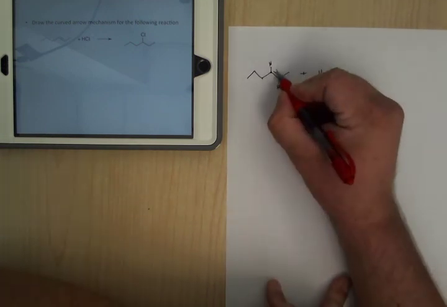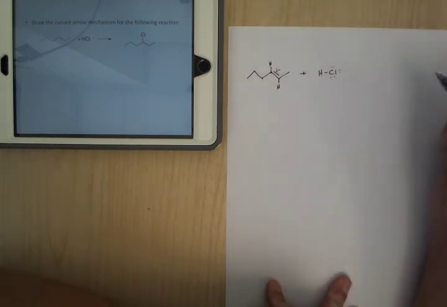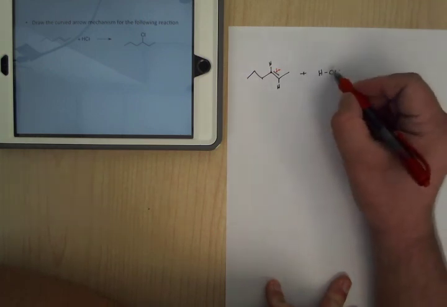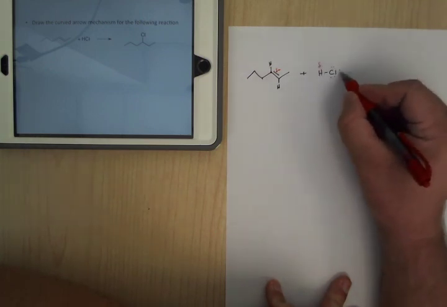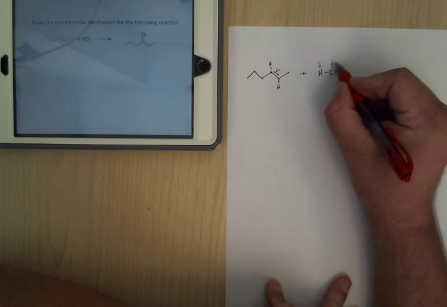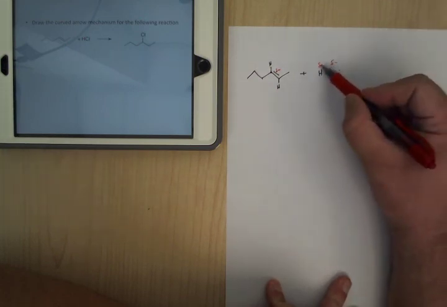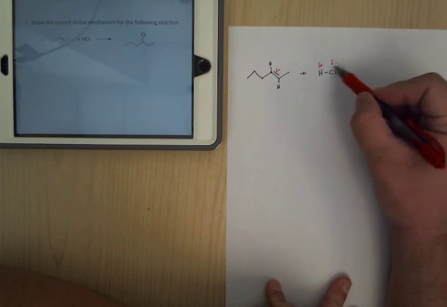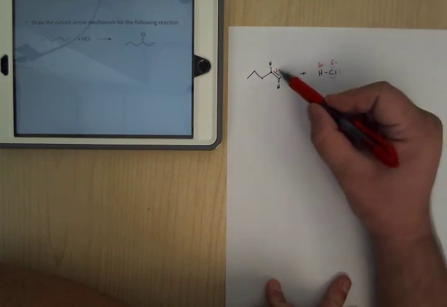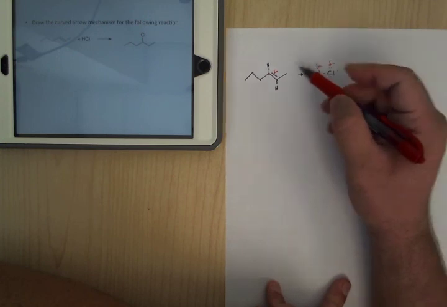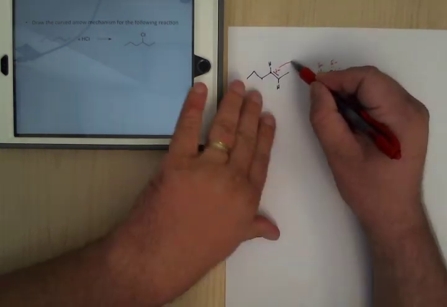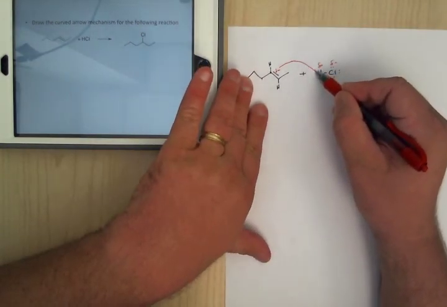Remember, double bonds have negative character to them. Here we have a polar bond. The more electronegative atom is the chlorine, so that has a partial negative, which means this is a partial positive. Okay, so this negative character here is going to, the curved arrow goes from the negative to the positive.